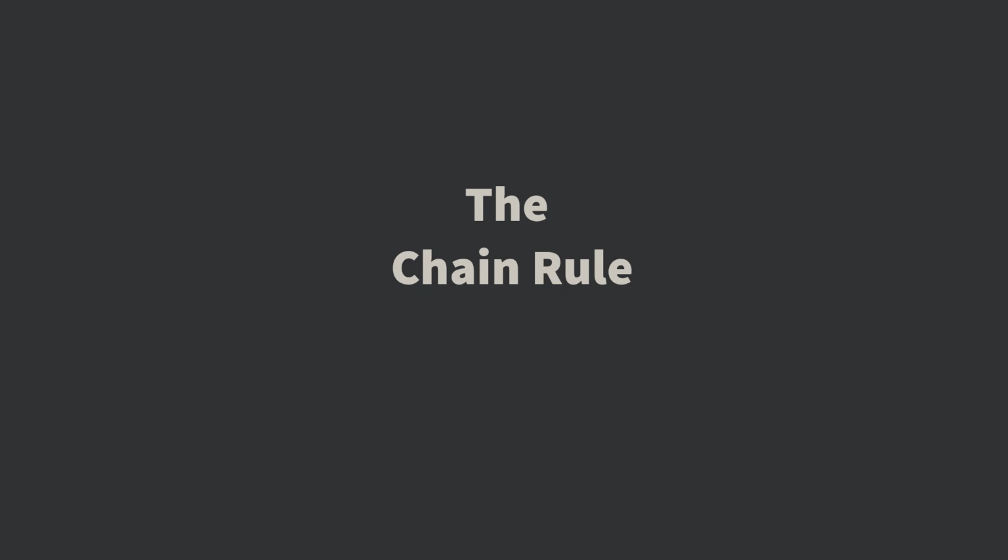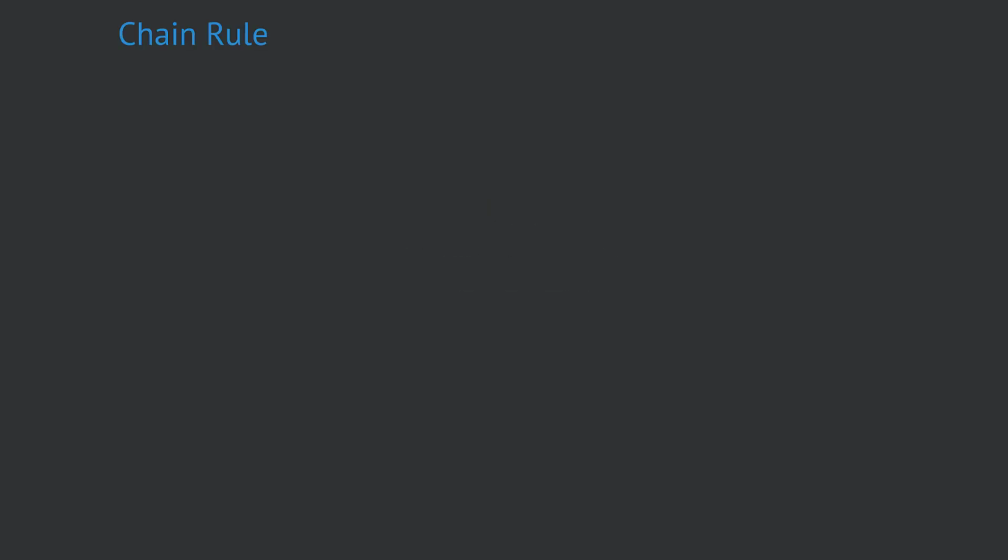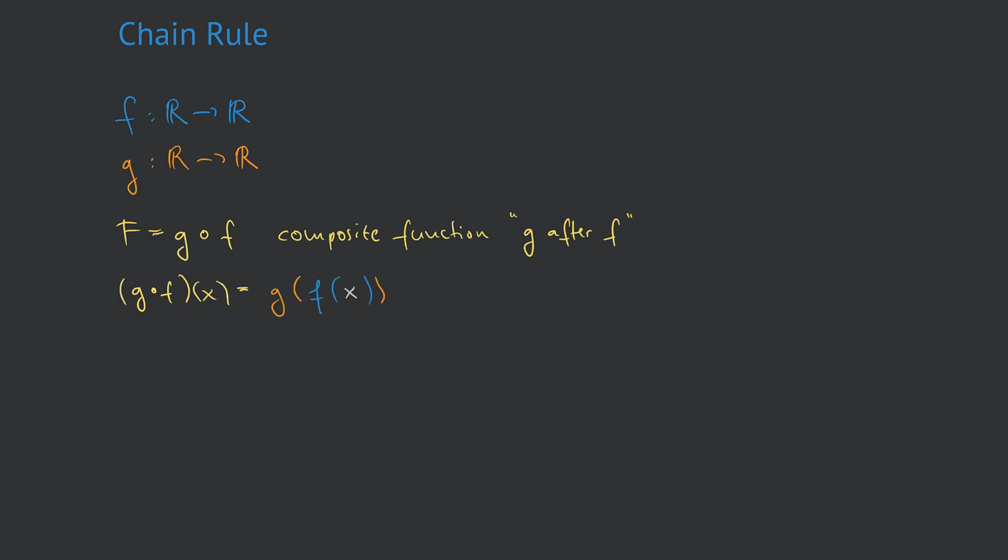My name is Dirk Schiebon, and in this video I want to talk to you about the chain rule for differentiating composed functions. Suppose we have a function f and a function g. We then define the function capital F as the composite function g after f. G after f of x is defined as g of f of x. Intuitively, we first throw x into f, and then we throw f of x into g.